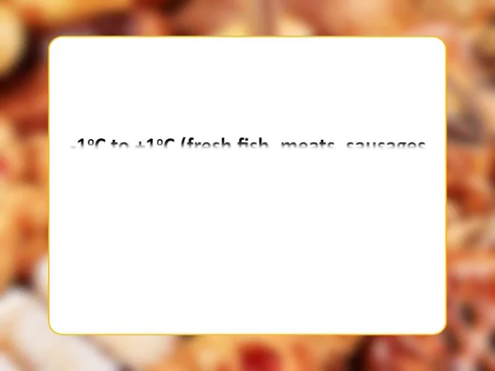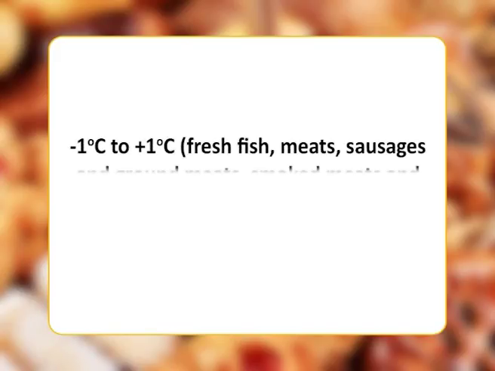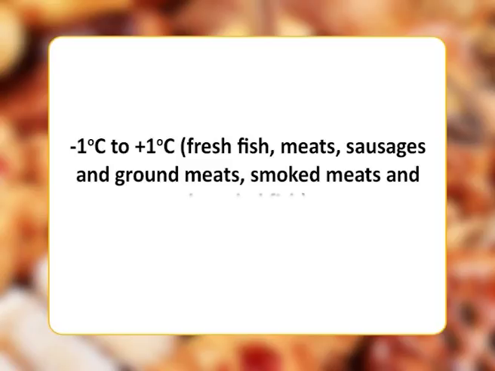Chilling is often used in combination with other unit operations, for example with fermentation or pasteurization, in order to extend the shelf life of mildly processed foods. Chilled foods are grouped into 3 categories according to their storage temperature range as follows. Number first is from -1 degree centigrade to +1 degree centigrade, for example fresh fish, meat, sausages, ground meat, smoked meats and breaded fish.